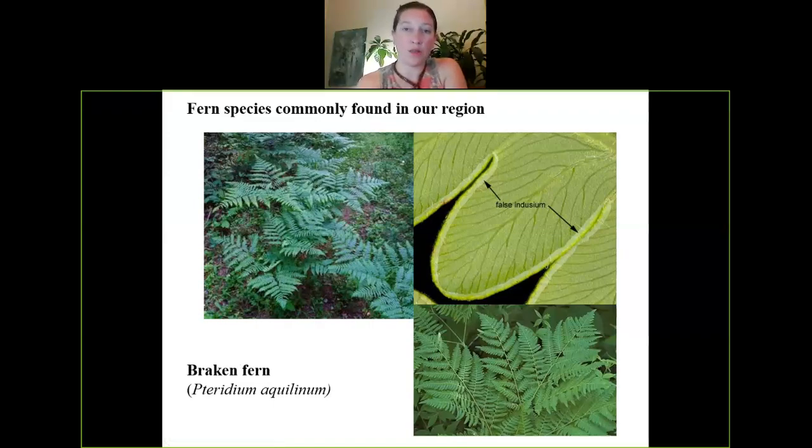Bracken fern can grow really, really big. Sometimes I've seen bracken fern be 5 feet tall. One leaf is like 5 feet tall. It's just another example of a plant that has this false indusium. So this is the edge of a leaf and it's rolled over, and all the sporangia are located under this leaf edge that's rolled over.